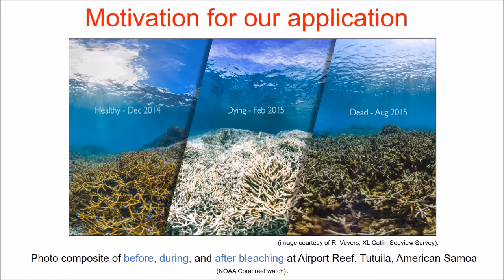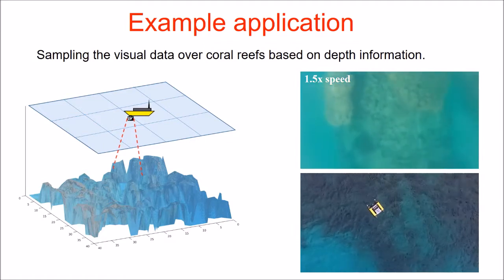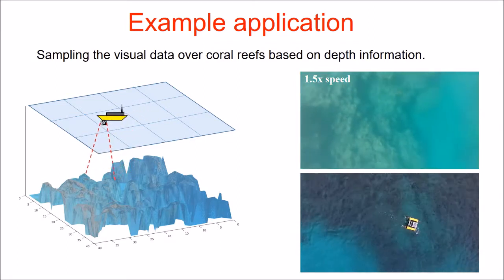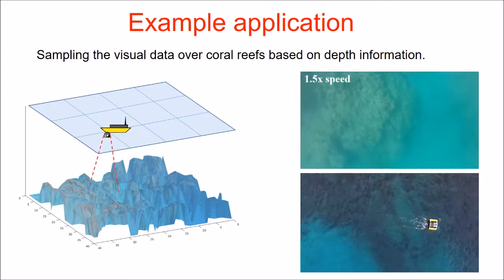Increase in the sea surface temperatures has resulted in widespread coral bleaching at an ever-increasing rate. This motivates our application of monitoring the health of coral reefs by sampling visual data from the surface using an autonomous surface vehicle.